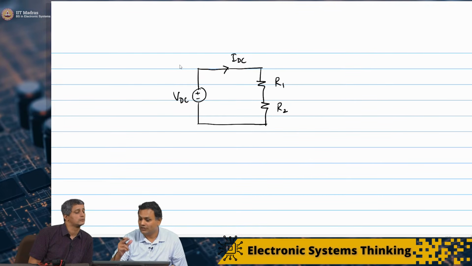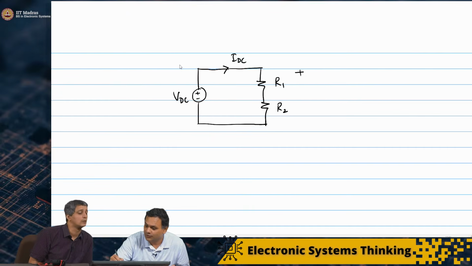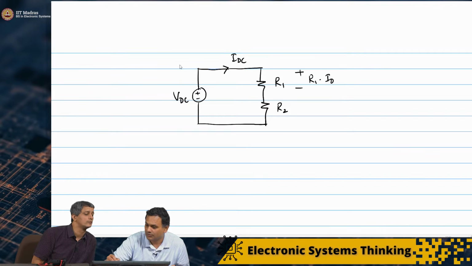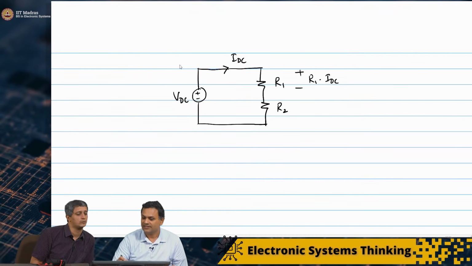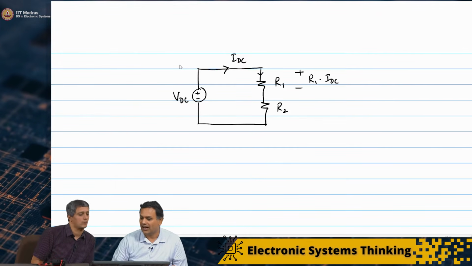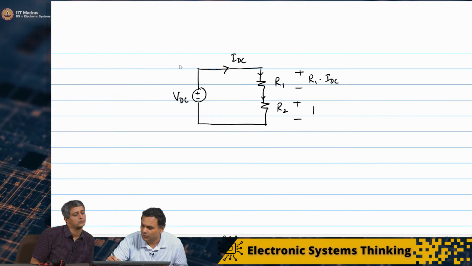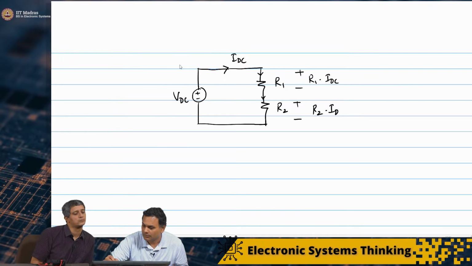Through Ohm's law for the individual resistors, I know that this voltage is R1 times IDC. The same current flows through R1 and R2, so the voltage across R2 is R2 times IDC.